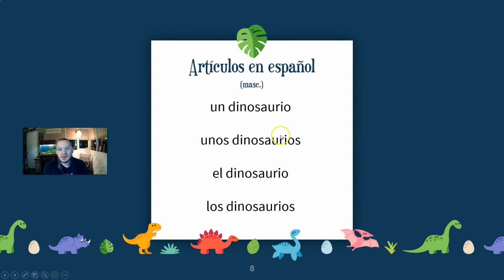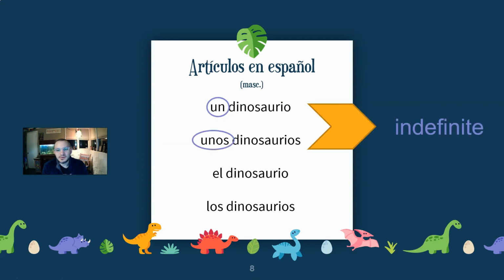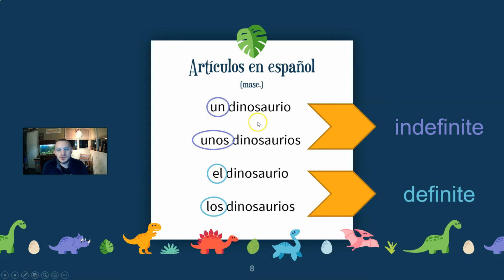So all of these, un, unos, el, and los, are masculine articles. Okay. Here we see the indefinite articles, masculine singular, masculine plural, and the definite articles. And before we move on, let's define each one of these two-word phrases. A dinosaur, don't know which one, but a dinosaur came and ate our chickens. I don't know. Some dinosaurs came and wrecked our car.